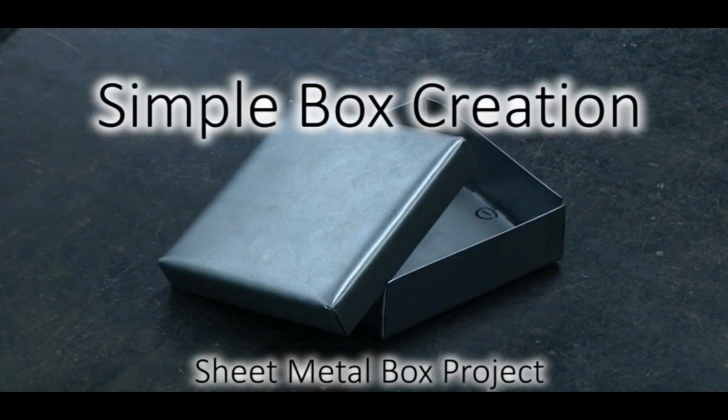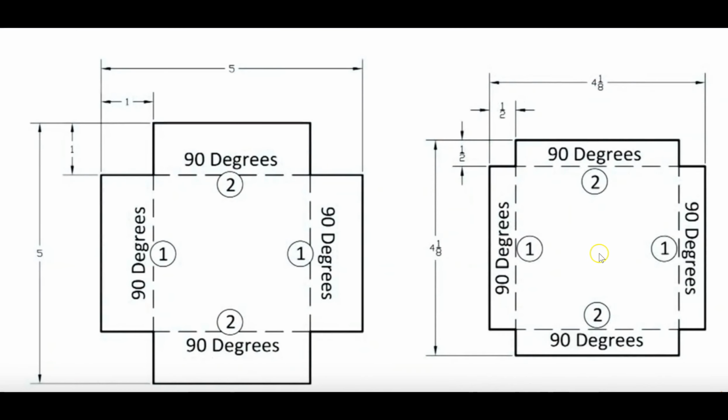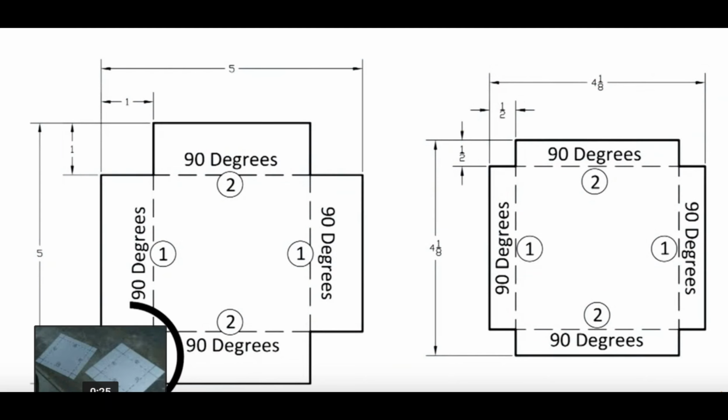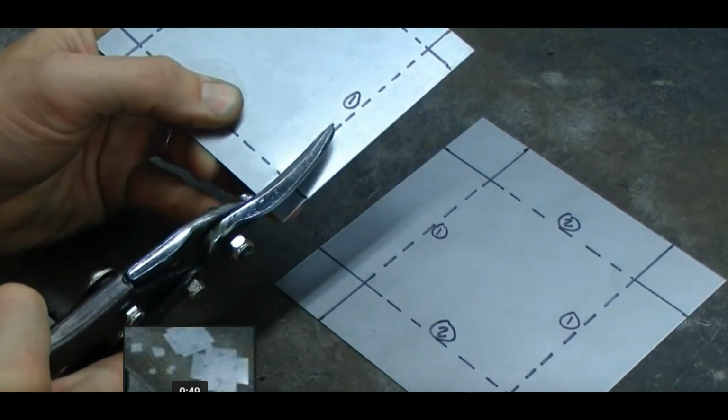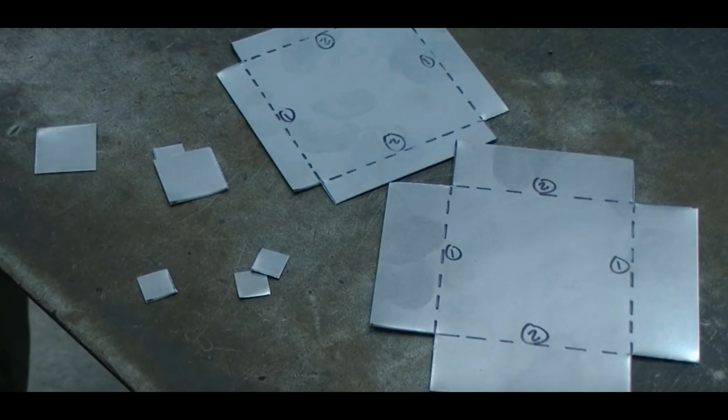So here you go. It's a simple box creation. You can see it's our same shape. He's got a lid here and a base. And you can see there's our sheets. See there's our squares that they need to cut out. And so he cuts them out, and they end up with this.